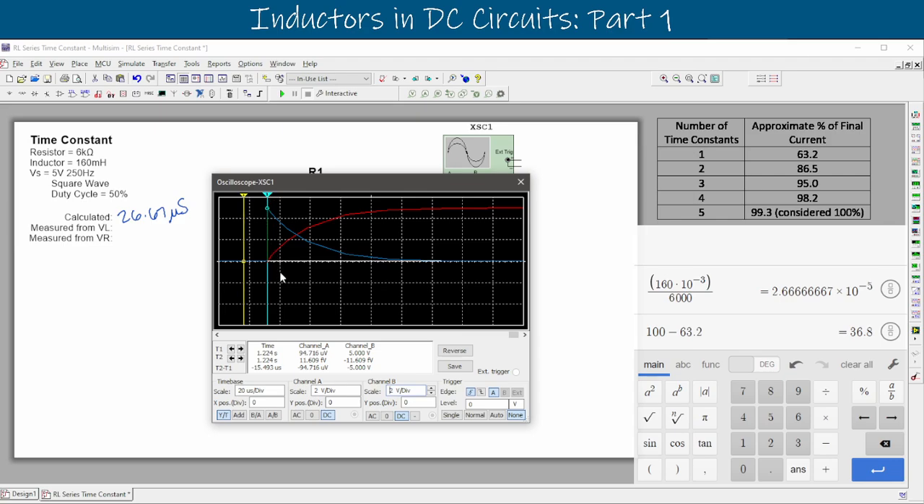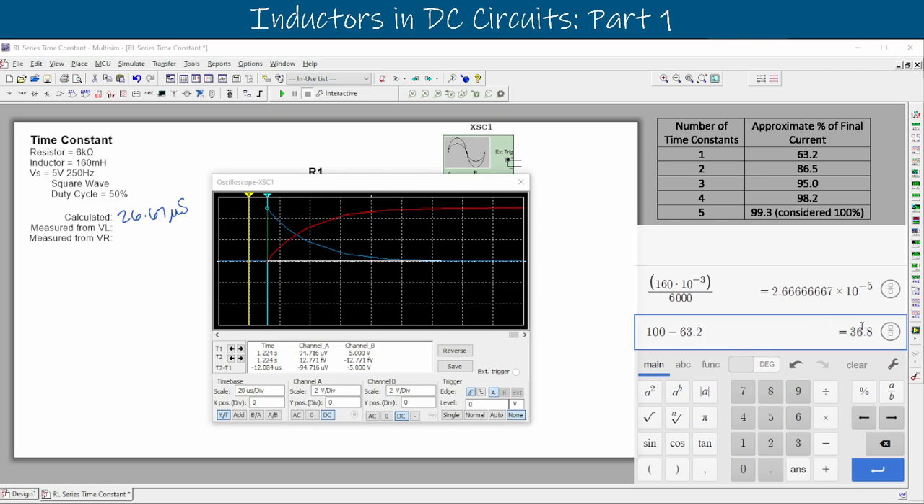And that's going to send us to the very peak of that signal. When we look down on our T2 channel, down here at the bottom, we can follow that across all the way to channel B, and we get 5 volts. So that peak is at 5 volts. Now we need to find our time constant, and that's going to be at 36.8% of our total peak volts.